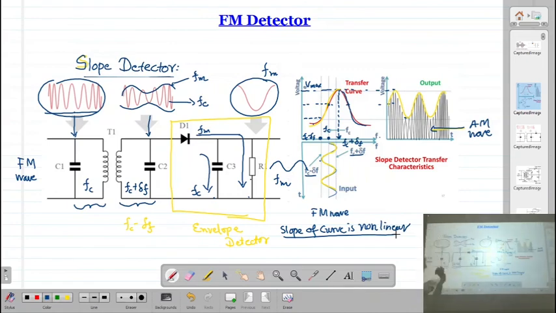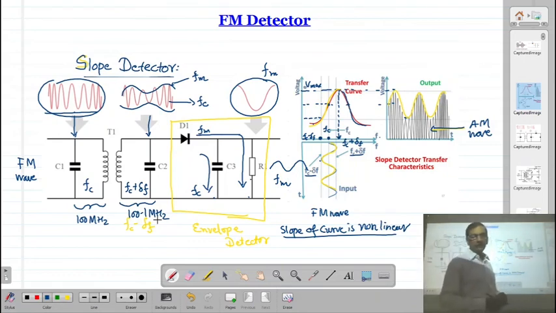Secondly, in the primary I have to tune Fc, and in the secondary I have to tune Fc plus delta F. Let us say my carrier frequency is 100 megahertz, and my Fc plus delta F will be 100.1 megahertz. So the difference between these two frequencies is very small. So the calibration of the circuit will be complicated. When we tune this, it is very difficult to tune this circuit. So this is another major disadvantage of this slope detector.